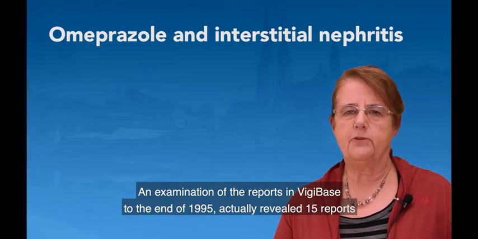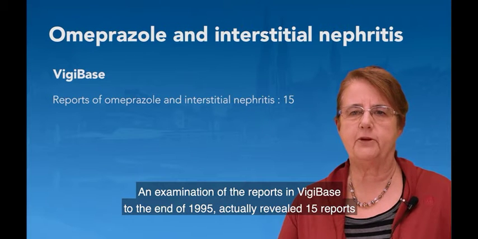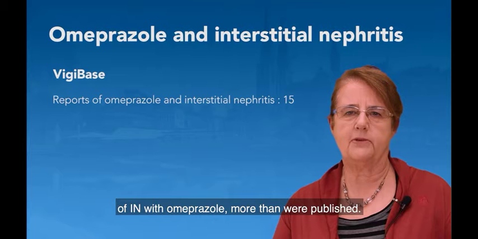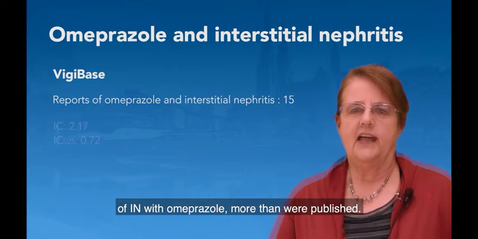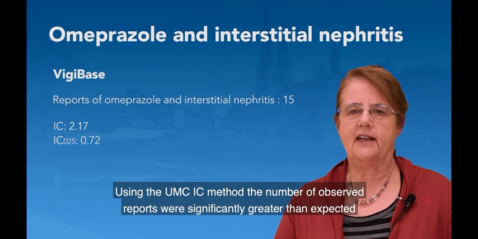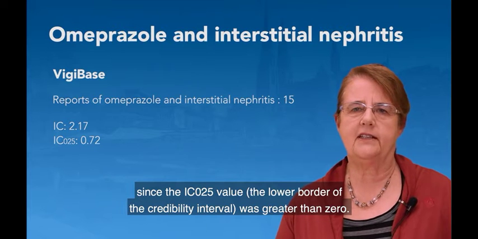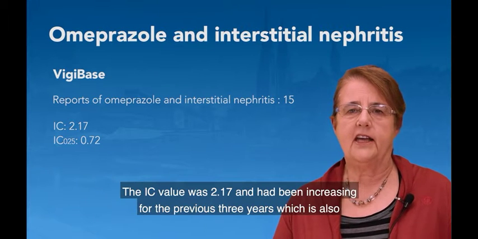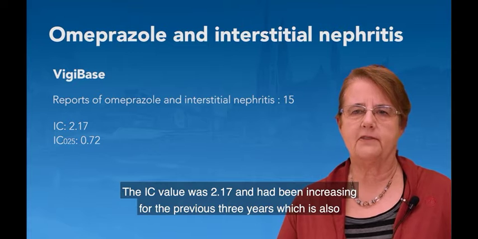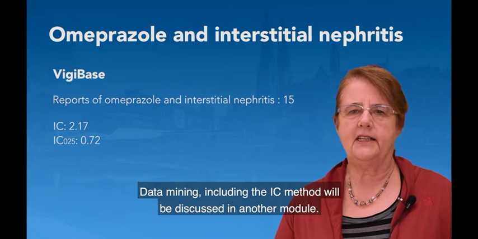An examination of the reports in Vigibase to the end of 1995 actually revealed 15 reports of interstitial nephritis with omeprazole, more than were published. Using the UMC-IC method, the number of observed reports was significantly greater than expected, since the IC025 value, the lower border of the credibility interval, was greater than 0. The actual IC value was 2.17 and had been increasing for the previous 3 years, which is also supportive of causality. Data mining, including the IC method, will be discussed in another module.